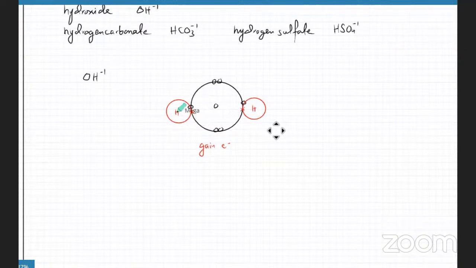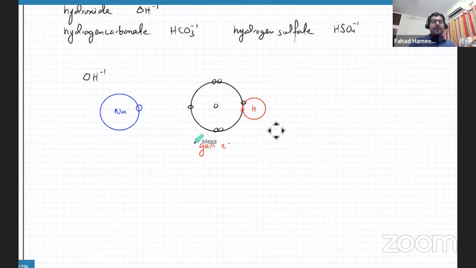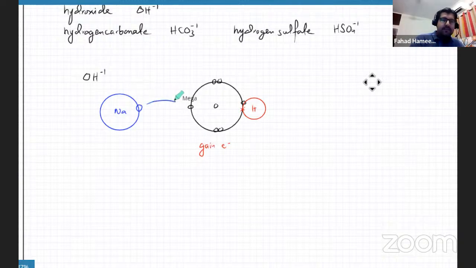Now, sometimes instead of another hydrogen atom, let's say I have a sodium atom. Remember, sodium is a group 1 metal, and it has 1 valence electron. Oxygen at the moment needs 1 electron. Its outer shell is not complete. So it will try to pull sodium's electron. So what will sodium do? Remember, sodium is a metal.